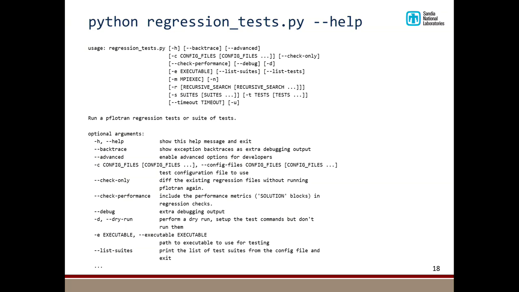It can be recursive. You can select certain suites. You can select just chemistry, flow, transport. You can do a dry run. You can just run through them all and make sure all the linkages are running properly. Ben Andre, who used to be at Berkeley National Laboratory, wrote this capability for us.